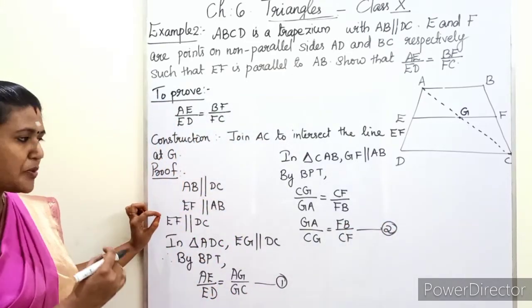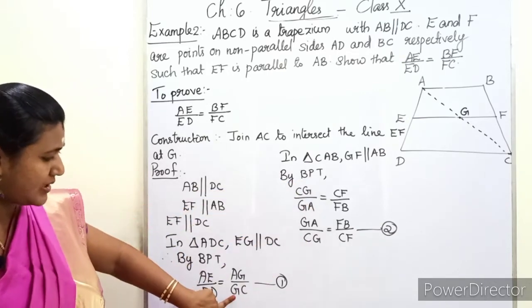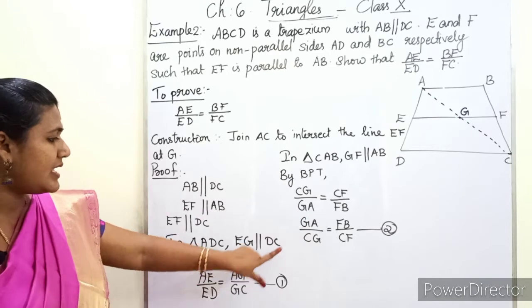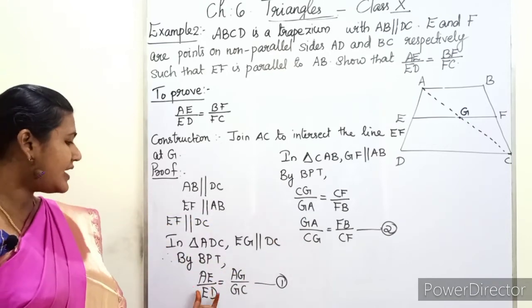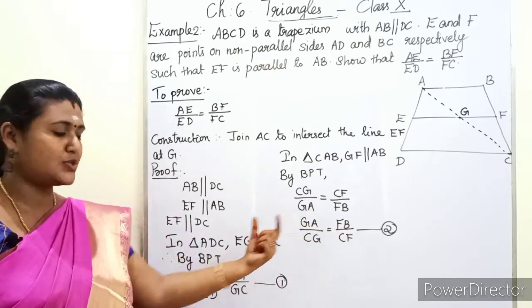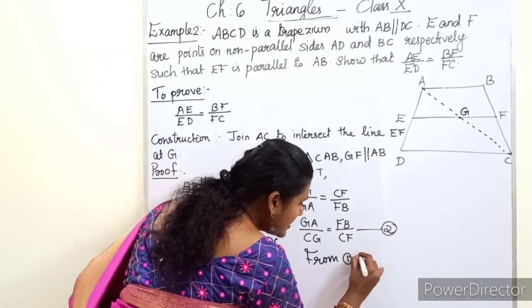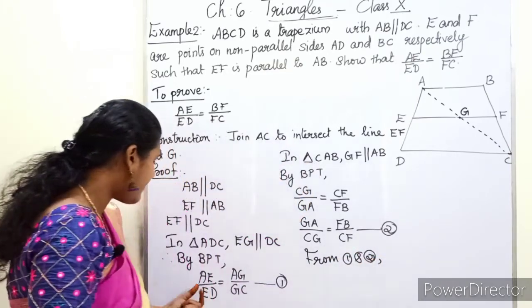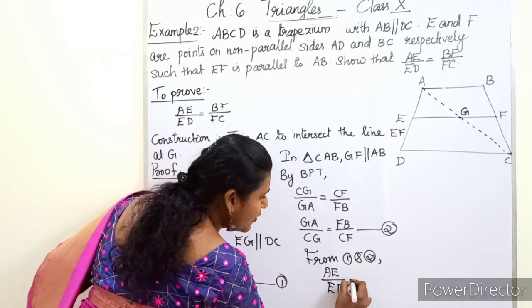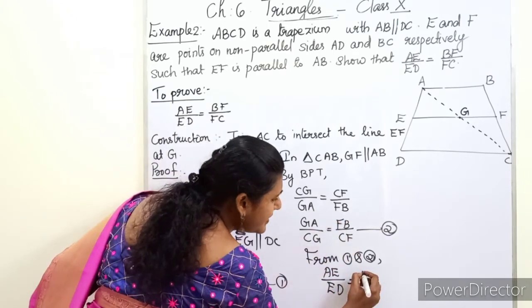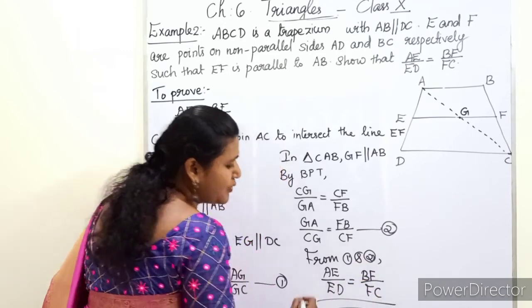Now, if you see equations 1 and 2, here also we have AG by CG. So, both the equations are equal. We have AG by GC in both the equations. So, we can equate the other parts. So, from equations 1 and 2, we can write AE by ED is equal to FB, meaning BF by FC. So this is what we have to prove.